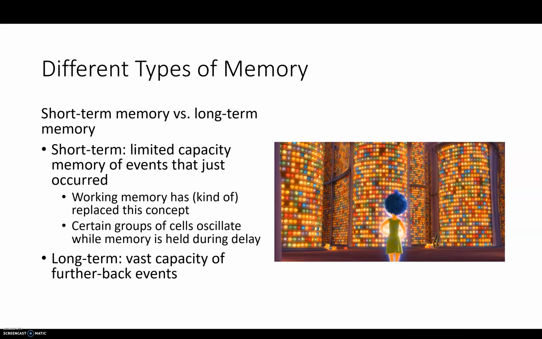And there are certain groups of cells that oscillate while memory is held during this delay, while that memory is being used and manipulated. There are certain regions of the brain where you'll see oscillating rhythms. Long-term memory, by contrast, has a vast capacity, virtually unlimited, and these are memories that are held, as the name suggests, for long-term, longer than minutes, and could even be for the duration of your lifetime.